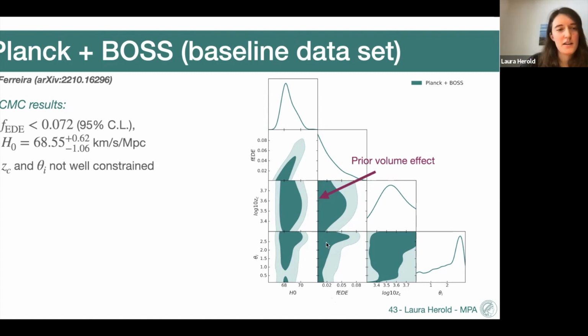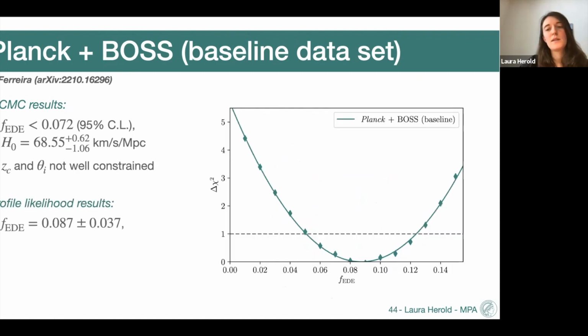And now we construct the profile likelihood for the same data set, which looks like that. And the 1 sigma confidence interval gives about 8 to 9% of early dark energy. So although it's exactly the same data set, the MCMC gives this very tight upper limit, whereas the profile likelihood prefers actually about 9% of early dark energy.